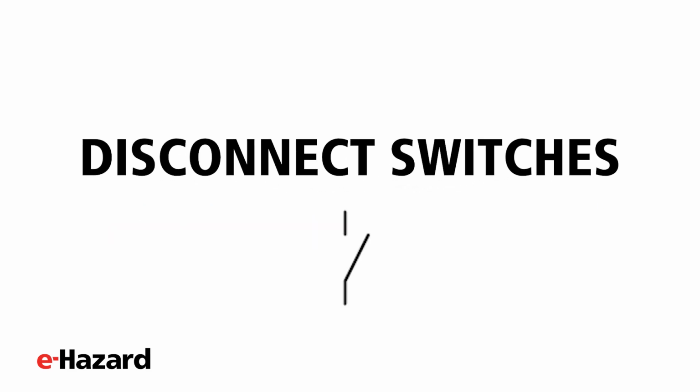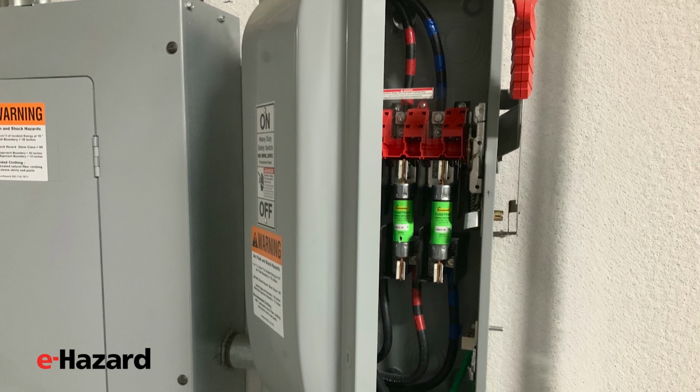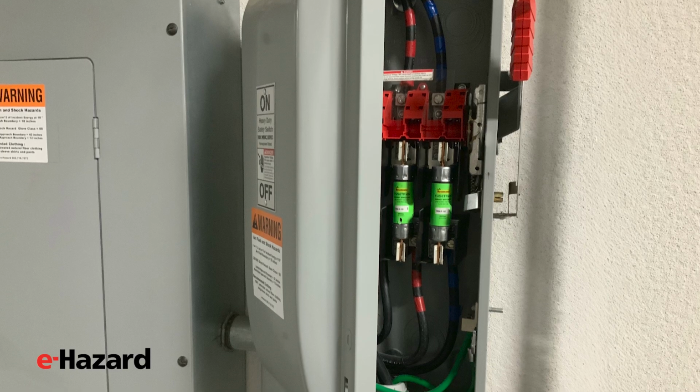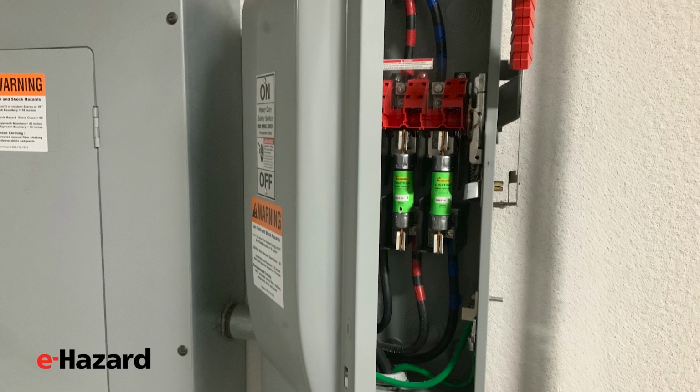Disconnect switches. A disconnect switch looks like an angled line, like a blade that can be opened. These are used to isolate equipment for maintenance. If it has a box around it, it's likely a fusible disconnect.